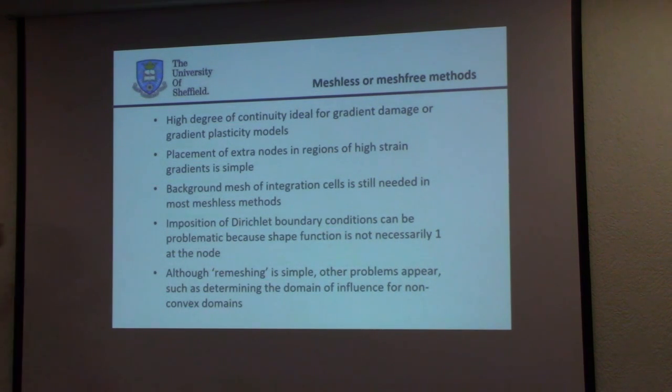Now, the essential boundary conditions can be problematic. Again, there's a host of solutions. One of the obvious solutions is again using Lagrange multipliers. Yeah, it's a point of attention. Remeshing is simple, but when determining the domain of influence, especially when the domain is not convex, like with a crack protruding into something, yeah, you have to pull some tricks there.